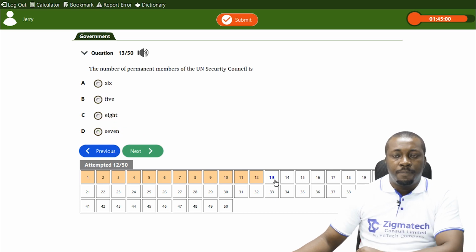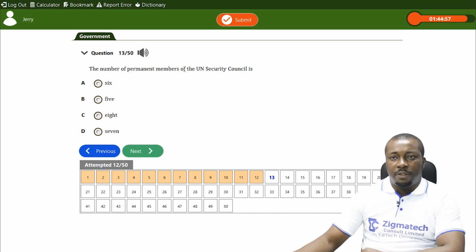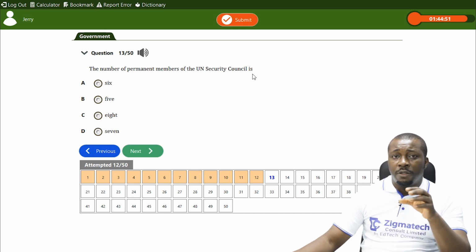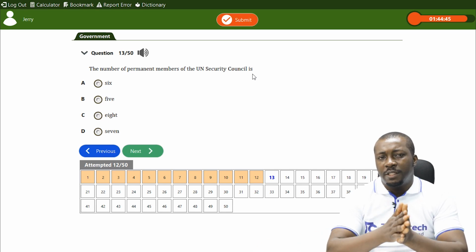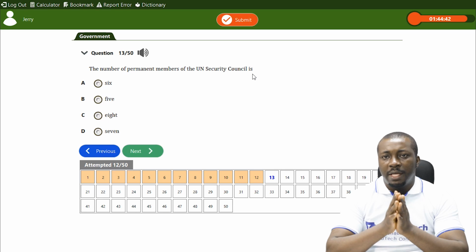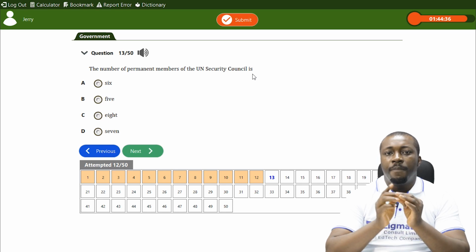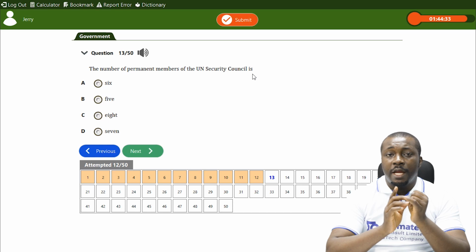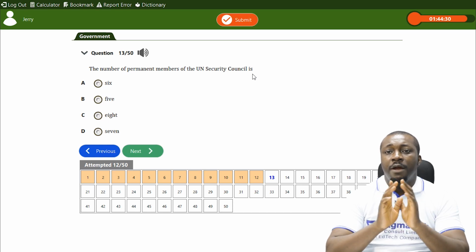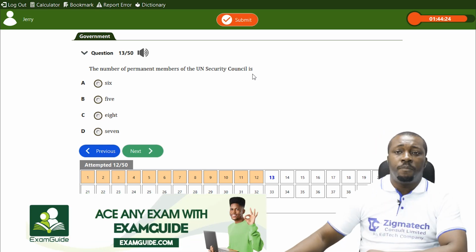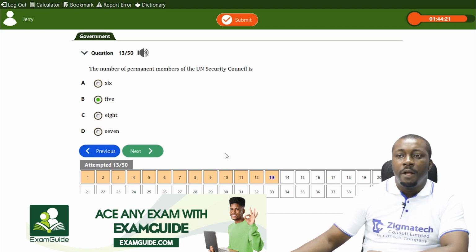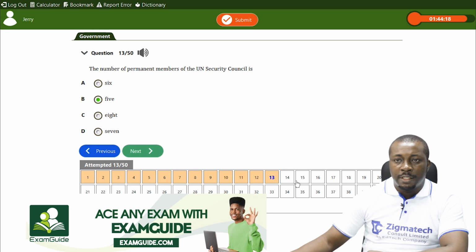Now, the next question says, the number of permanent members of the United Nations Security Council is, remember, in the United Nations, testing your knowledge on the composition of the United Nations Security Council. Now, the United Nations Security Council has 15 members. 5 members are permanent, and the 5 members are US, Russia, Britain, China, and France. These are the 5 permanent members. The other members are non-permanent. They rotate every 2 years. So it is 5, like I mentioned. Okay, so it's not 6, it's not 8, it's neither 7.